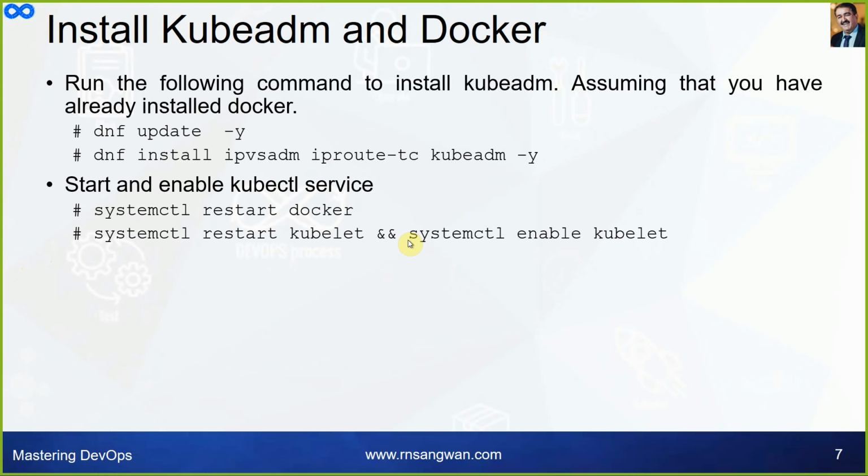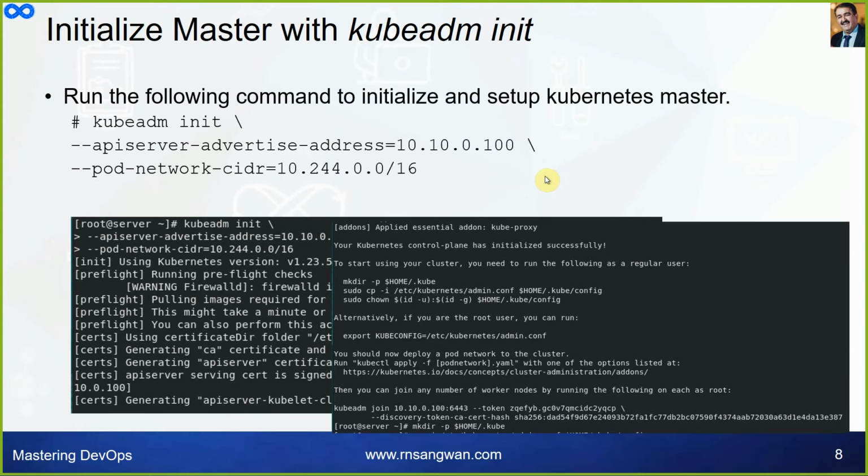Install Docker, we have already done that. This is installing Docker and updating that, and then installing ipvsadm, iproute-tc, and kubeadm. Then restart Docker, restart kubelet, and enable kubelet. That's what I demonstrated. Then you initialize the cluster. The last command was kubeadm init. Similar to Docker Swarm, we use the same kind of command here, apiserver-advertise-address 10.10.0.100 and pod-network-cidr block.